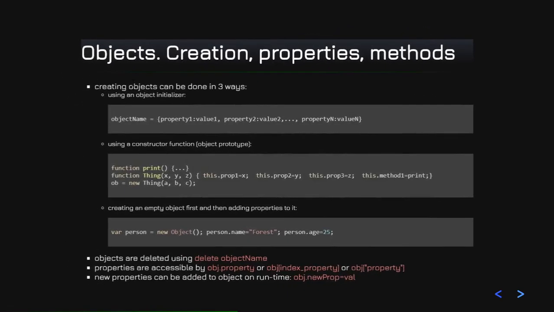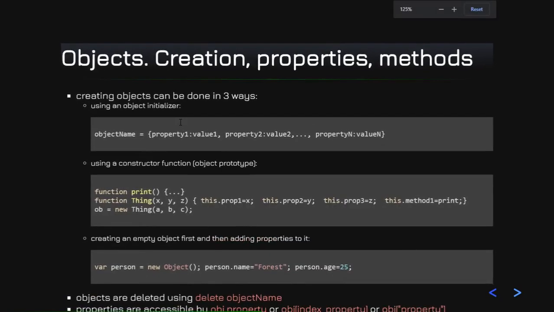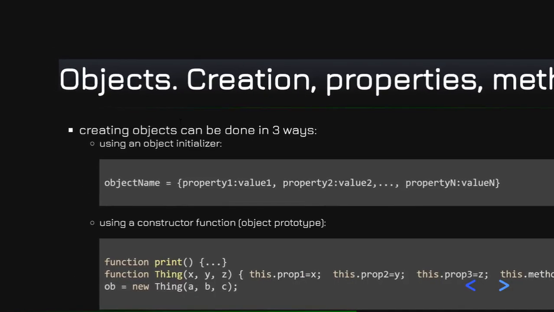So in the classical syntax, we can create an object in three ways. The first way is using an object initializer, where we specify the object name and then property 1 equal to value 1, property 2 equal to value 2, property n equal to value n. We can also have method equal to a function. Let me see if I can zoom this out so that you can see better. Yeah, so you see it here.